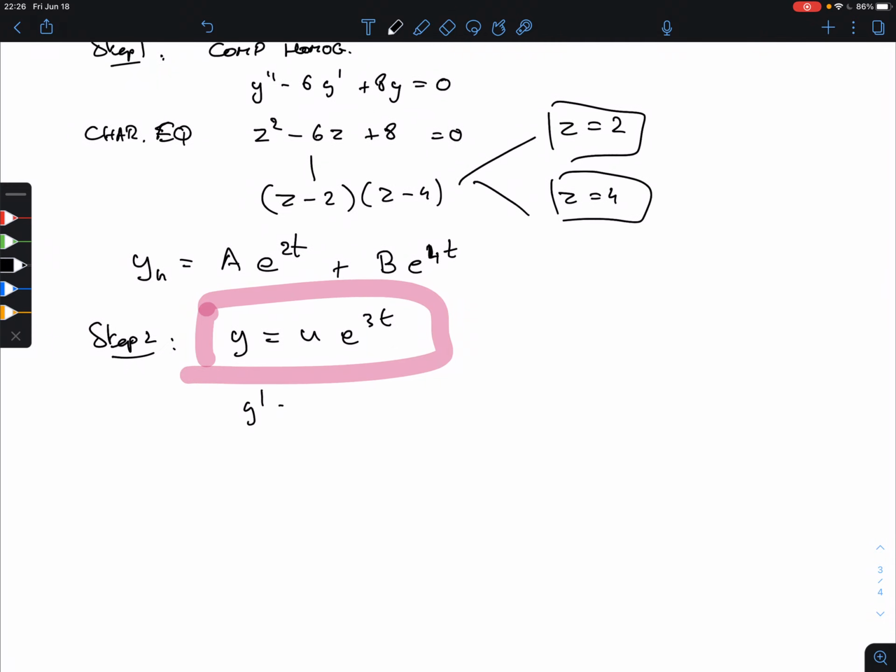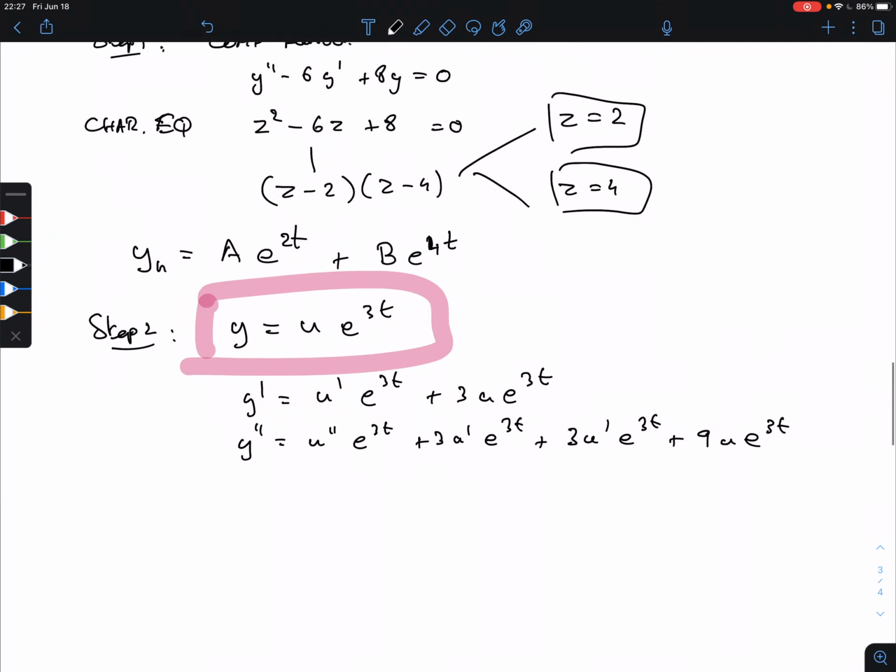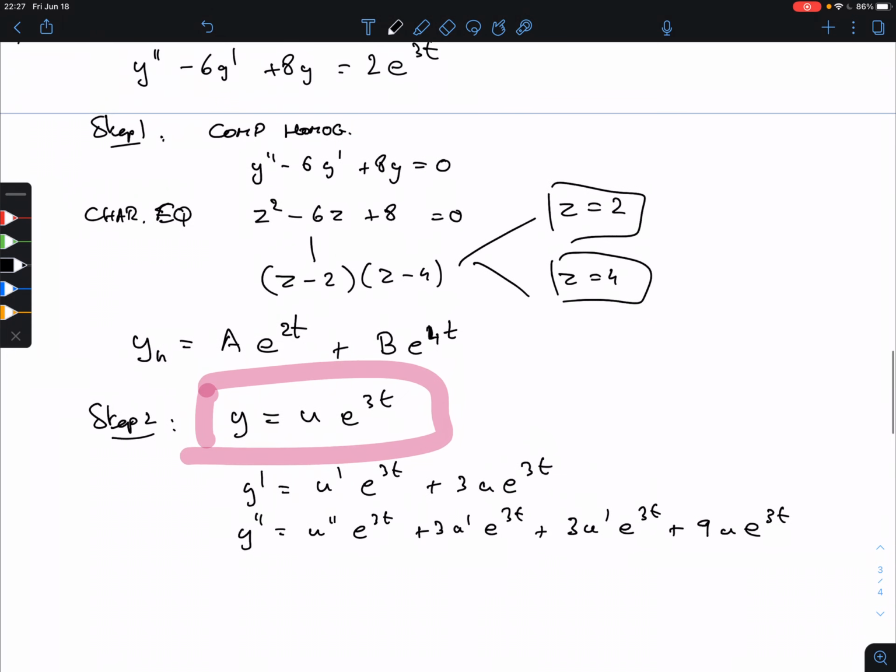So what is y prime? That is u prime e to the 3t plus 3u e to the 3t. y double prime is u double prime e to the 3t plus 3u prime e to the 3t plus, now do the same for the second term, 3u prime e to the 3t plus 9u e to the 3t. And then we plug that into our original differential equation here.